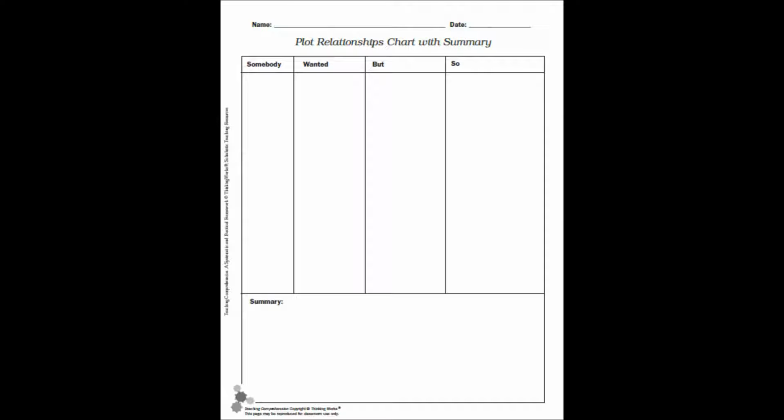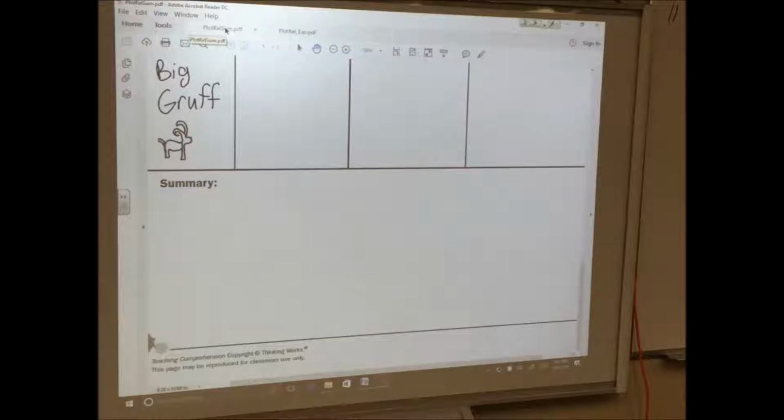I will begin my demonstration with the Somebody column. For this column, I always have my students identify the main character of the story and write the name of that character in the column. I have a very artistic group of students this year, so I made the semantic map more user-friendly by drawing a picture of the character under his name, Big Gruff, and they do the same.